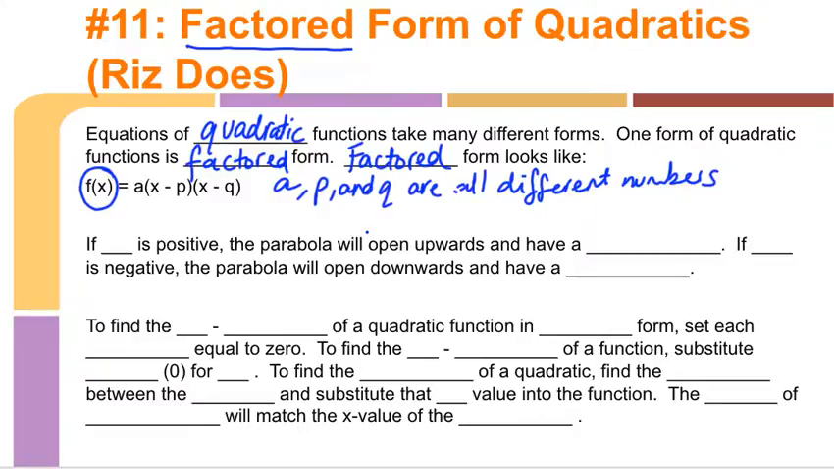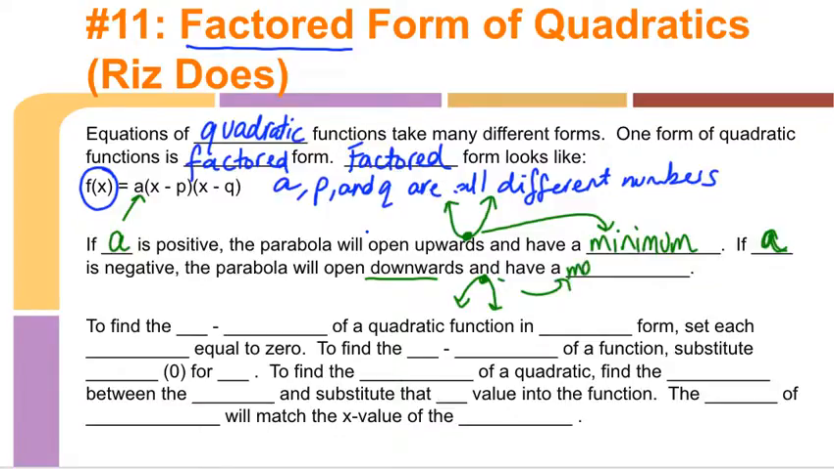Okay. So things to note here are that if a, meaning this number up front, is positive, the parabola is going to open upwards. So that would be something like this. And that means it would have a minimum. If a is negative, that means that the parabola will open downwards. So that means it'll look something like this, meaning it would have a maximum, a very high point. Okay?